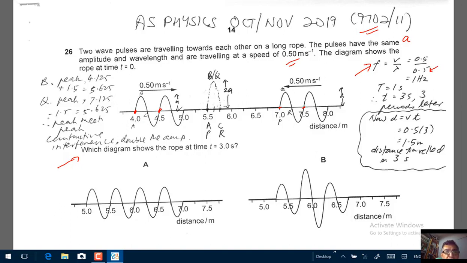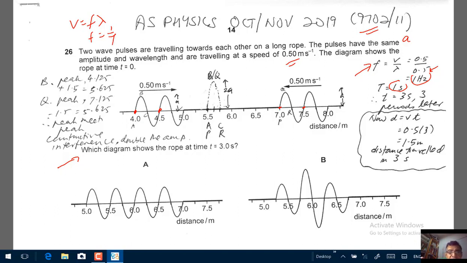Just to talk about this before we look at the solution, we know the formula v equals f lambda. So f is v over lambda. v is 0.5, lambda is 0.5, so the frequency is 1 hertz. And we know that f equals 1 over T, so the period is 1 second. Those are facts in case they ask you something else related to questions like this.